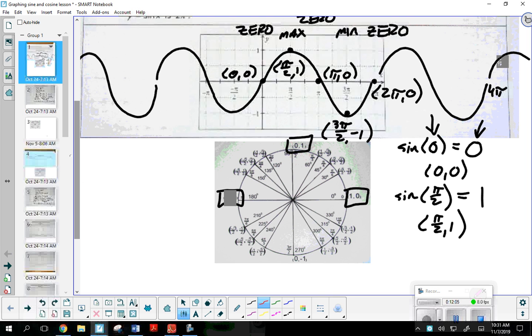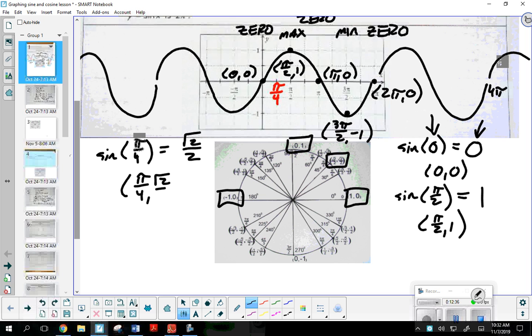What's halfway between 0 and pi over 2? What would this be right here? That's pi over 4, right? Okay. So if I go ahead and evaluate sine at pi over 4 radians, well, here's pi over 4. There's the ordered pair. Well, what's the output? What's the ratio of the 2 sides? It's square root of 2 over 2. So if I use the same idea, an ordered pair, a point on this graph should be pi over 4 and square root of 2 over 2.